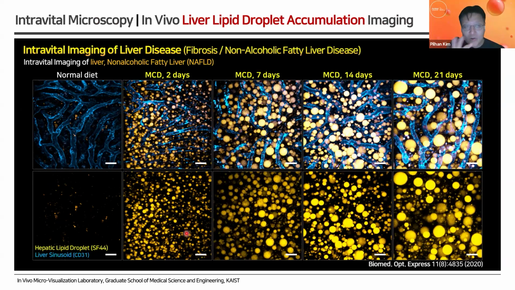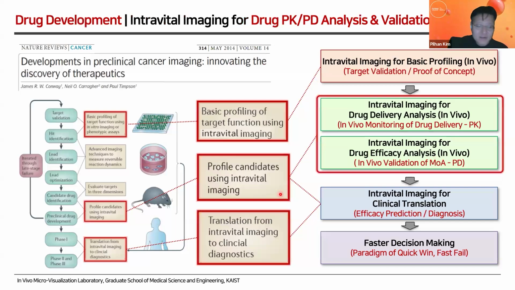Okay, and then let me talk about how we can use intravital imaging for drug development. As some of you already know, developing a drug typically first starts with target validation, right? And as I showed you in several examples, intravital imaging is a useful tool for basic profiling of the target in vivo. So we can validate the target using intravital imaging in the live animal model, and provide proof of concept for those targets.